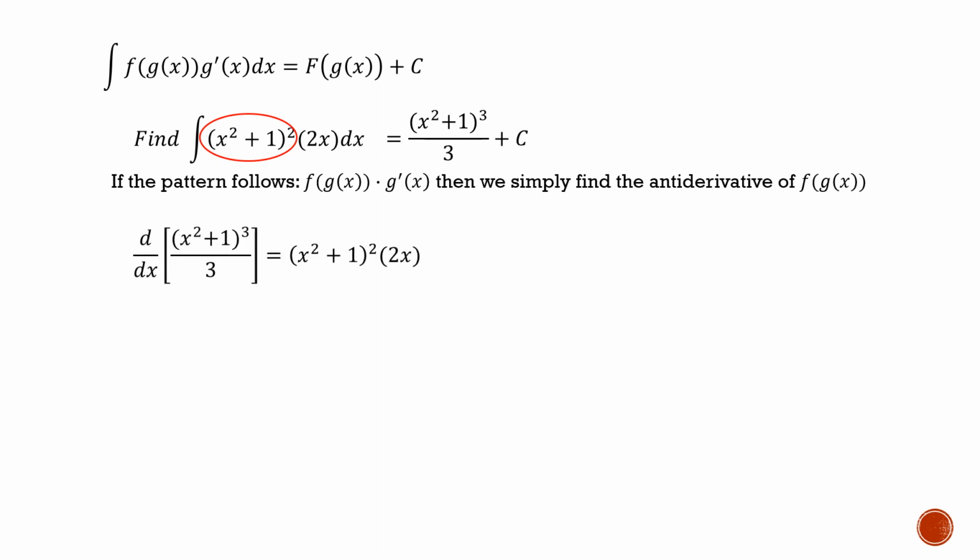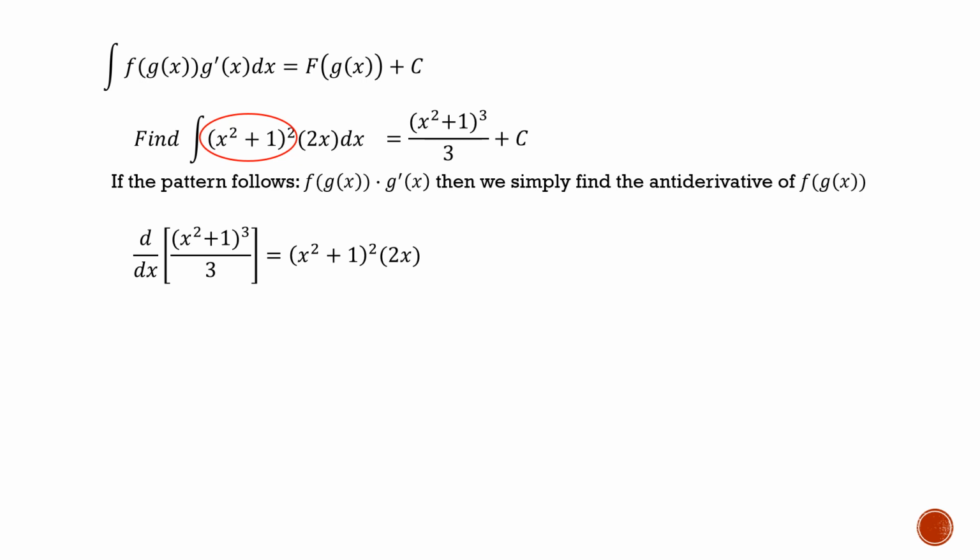If I were to take the derivative of what I found previously, I would end up with (x squared plus 1) all squared times 2x, which is exactly what we originally began with. So the derivative of the antiderivative is simply f of x. There we go, we're done. It's that simple. So the most important thing here is to be able to identify the pattern.